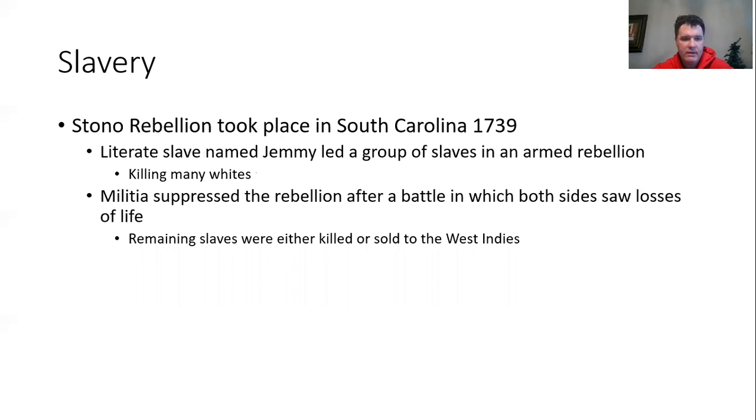You have the Stono Rebellion that takes place in North Carolina, in which a literate slave basically kind of poses as a preacher, and he goes around and he gathers up slaves to act out in an armed rebellion where they go around killing whites. And a local militia suppresses this rebellion.